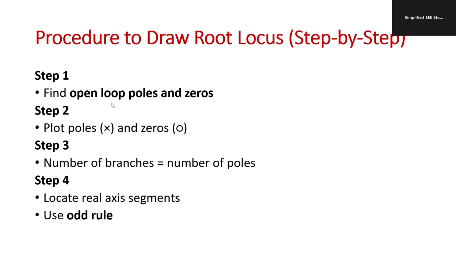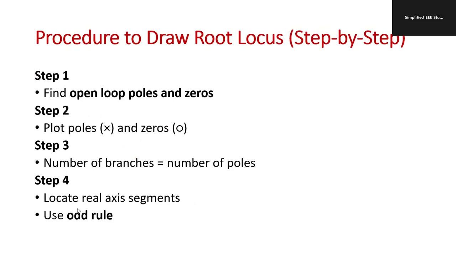First of all, you have to determine the open loop poles and zeros. Very simple: equate the denominator polynomial and numerator polynomial to 0, find the roots, and you can compute poles and zeros. Step number 2, plot the poles and zeros. A pole is marked using a cross, whereas a zero is marked using a small circle. Step number 3, number of branches is equal to number of poles. That is an important thumb rule you should remember.